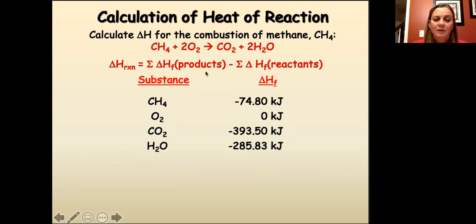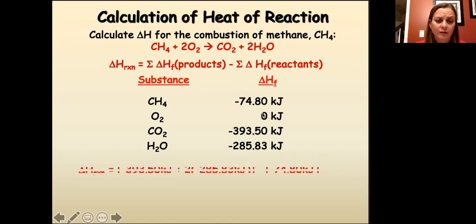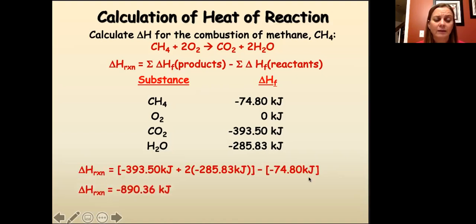So we're going to add up the enthalpies of formation of the products. That's going to be carbon dioxide plus 2 times the enthalpy of formation of water. And we're going to subtract the enthalpies of formation of the reactants. That's going to be methane plus 0 for the oxygen. So we get the enthalpy of reaction here, and that is negative 890.36 kilojoules. Because this is addition and subtraction, we go to the last common decimal place.